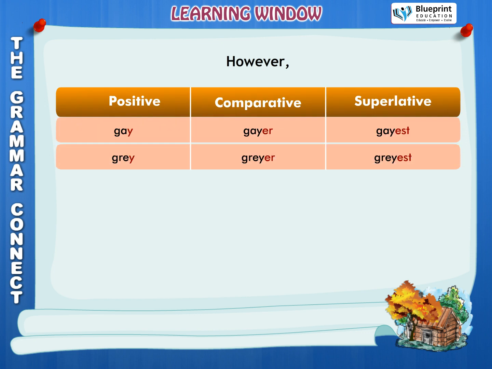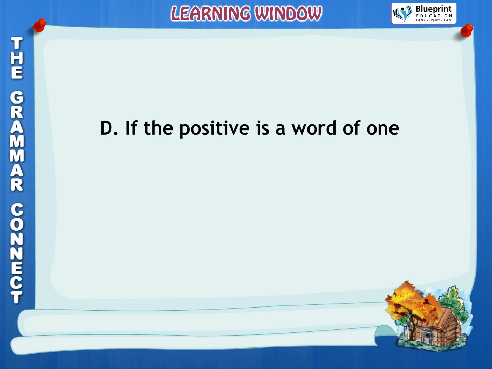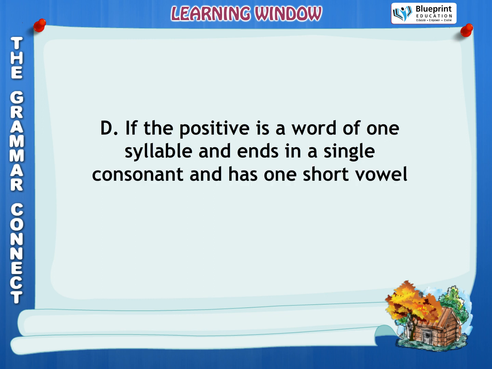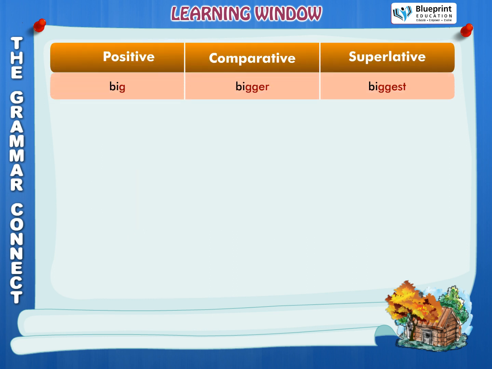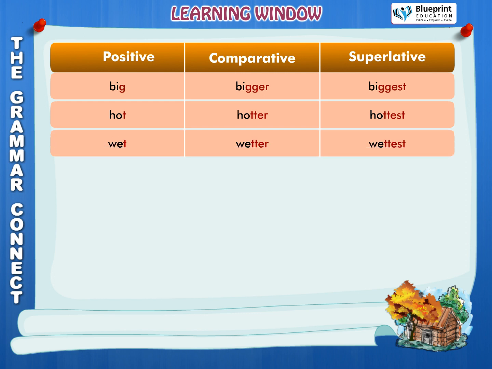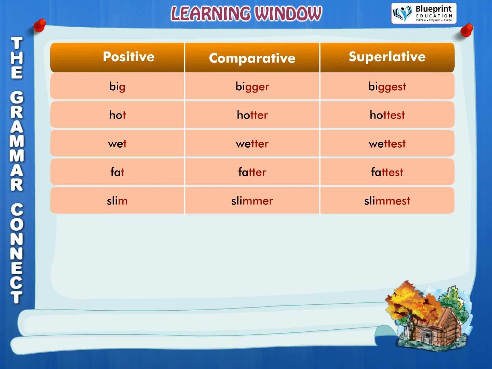Grey, greyer, greyest. D. If the positive is a word of 1 syllable and ends in a single consonant and has 1 short vowel before it, the consonant is doubled before adding ER and EST. Positive, big. Comparative, bigger. Superlative, biggest. Hot, hotter, hottest. Wet, wetter, wettest. Fat, fatter, fattest. Slim, slimmer, slimmest. Thin, thinner, thinnest.